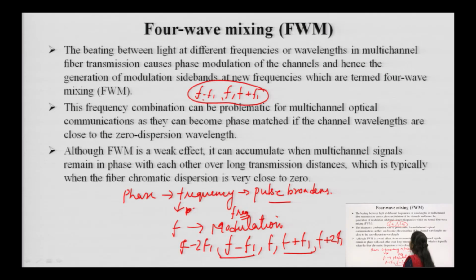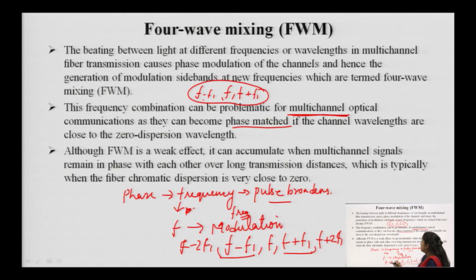four-wave mixing. This frequency combination can be problematic for multi-channel optical communication as they become phase matched if the channel wavelengths are close to the zero dispersion wavelength. So, what is the problematic condition which arises in the multi-channel case? This condition will not be problematic for single channel optical communication. It will be problematic for multi-channel because it is possible that this frequency may exist and get phase matched with it. It is possible in multi-channel only.